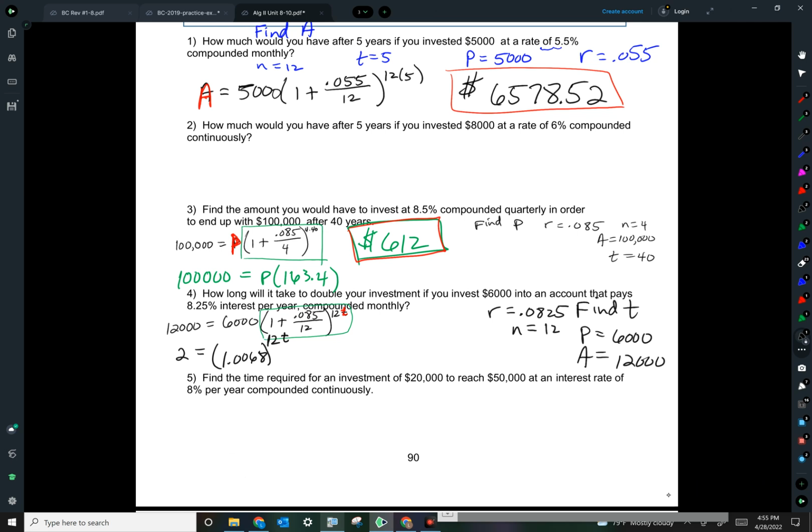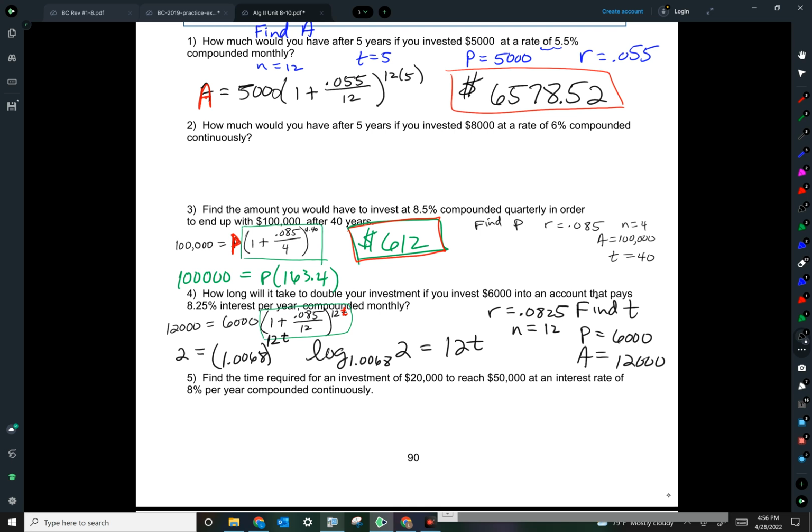Okay? So again, I know this looks ugly, but this is an exponential problem. And you remember in this chapter we said in order to solve an exponential, you have to change it to log form. So if I want to solve, I'm going to change this to log form. So I'm going to say log base. Well, isn't the base the 1.0068? Log base 1.0068 of the answer, so of 2, equals the exponent, which is 12t.